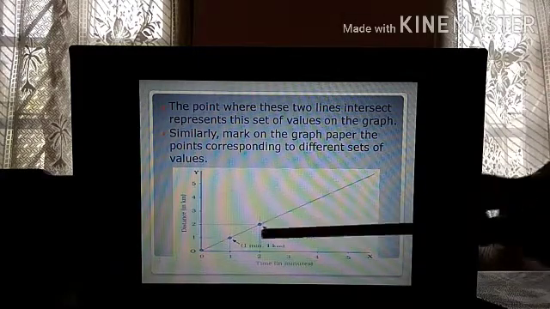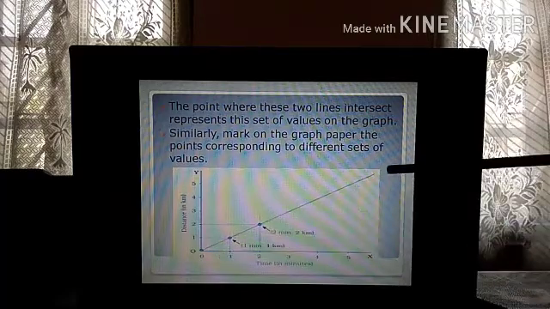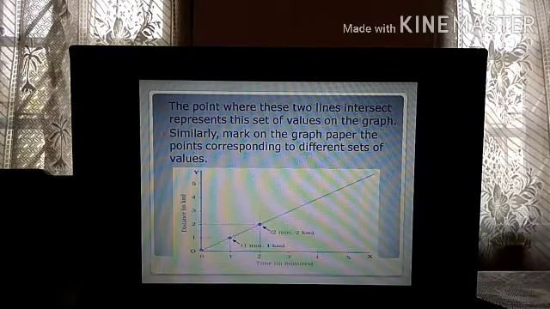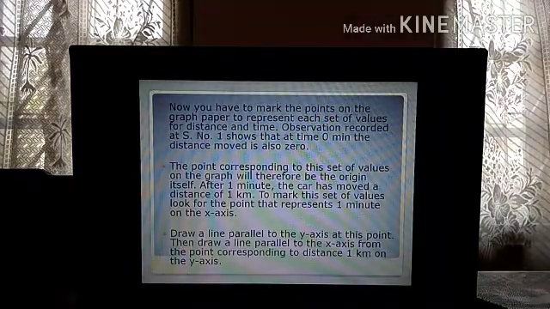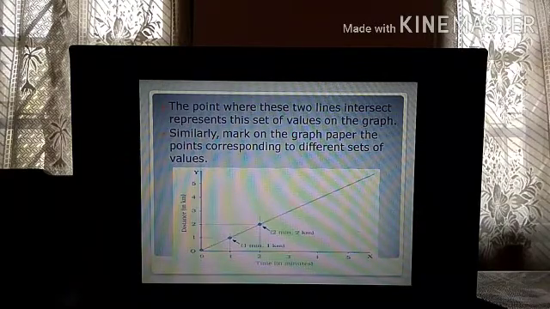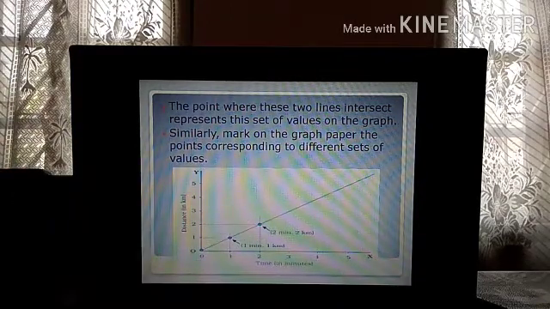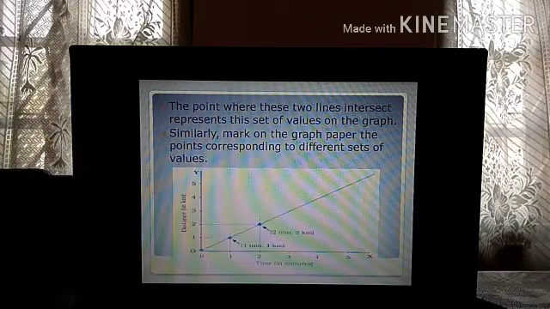And then what you need to do is join all the points. When you join the points, it will be a big line and it will be a straight line. Why? Because this graph is a uniform graph. So a uniform graph is a straight line. The point where these two lines intersect represents the set of values on the graph. This point represents 1 minute 1 kilometer. This point, 2 minutes 2 kilometers. Similarly, mark on the graph paper the points corresponding to different sets of values.